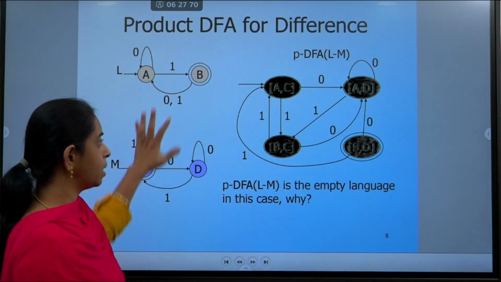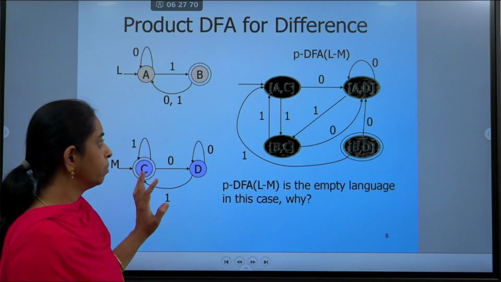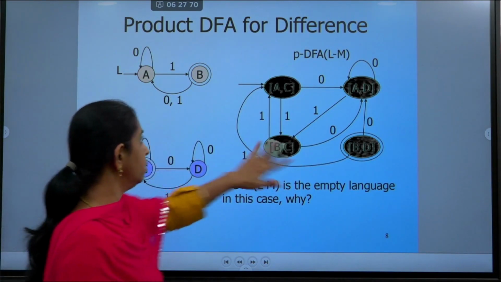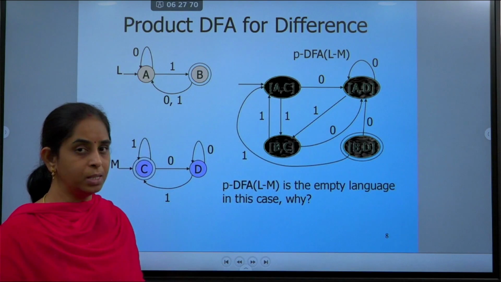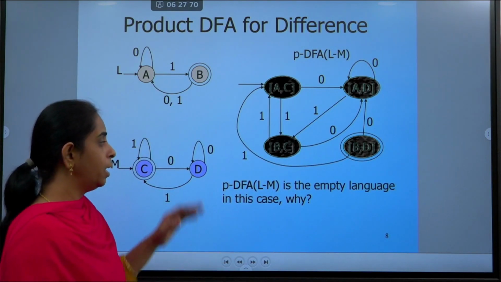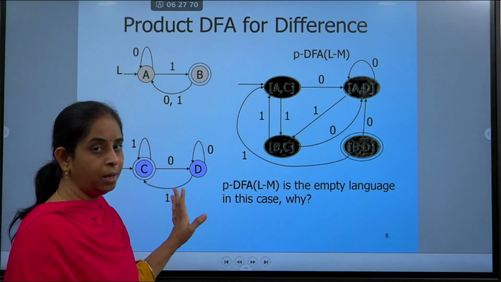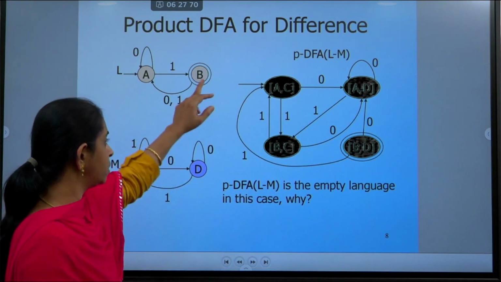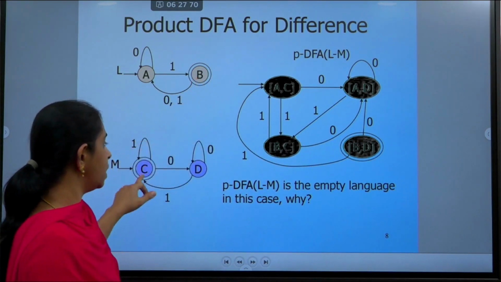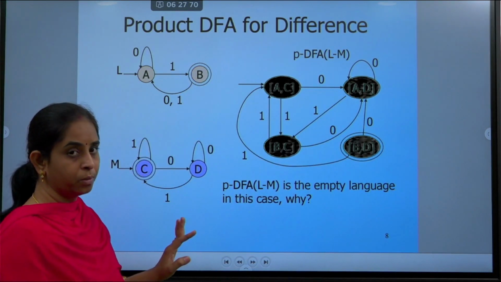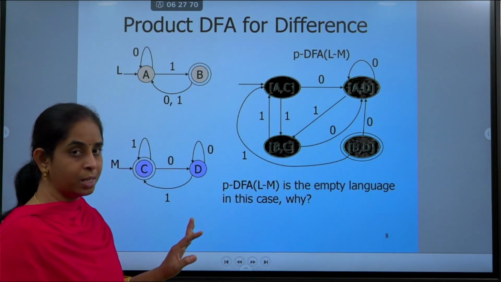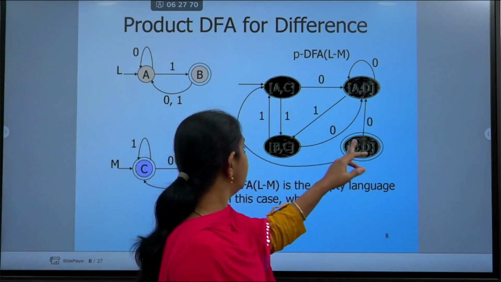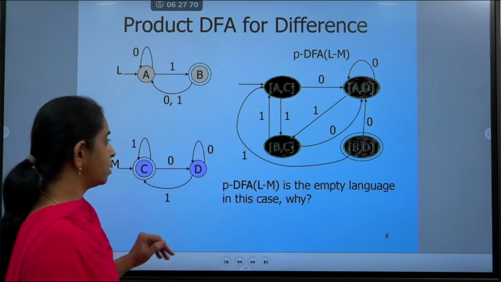Here the same example that we have taken. Whenever we have the intersection, we have AC, AD, BC, BD. Same for the difference. We have to check what is in L, and difference means minus M. Here you can observe B and C are the final state. The difference gives another result, so now B comma D is the final state, not C.